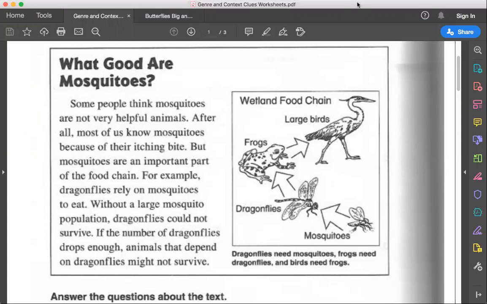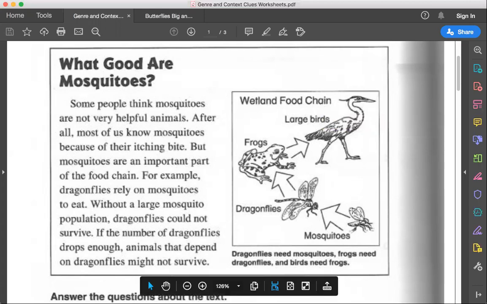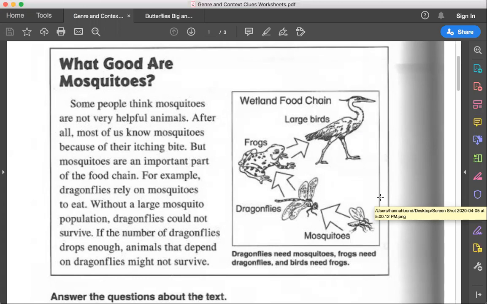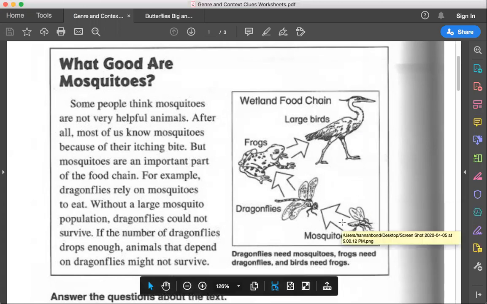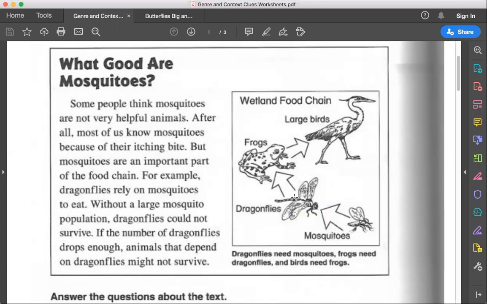So a food chain, that could be new to me. I could look over here. Wetland food chain. So I see it starts down here with the mosquito. Oh, I know mosquito. That's an insect that comes and bites me and makes me itchy. Ooh, I always get those bites in the summer. And the dragonfly eats the mosquito. What eats the dragonfly? Frogs. Frogs eat the dragonfly. What eats the frogs? Large birds. Large birds eat the frogs.